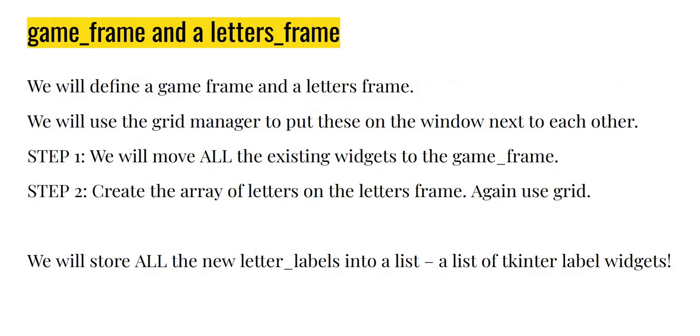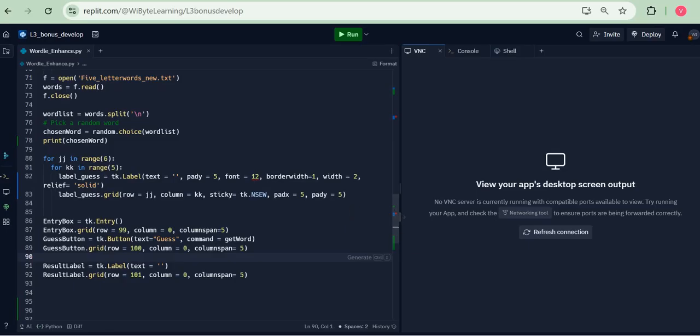Now, in order to accomplish all this, we'll have a game frame and a letters frame. The first thing that I'm going to do is to create a game frame and to move all my existing widgets to the game frame and make sure that the game is still working. And this is very important to incrementally build this. Otherwise, we may lose track of what's going on. So I get back here to my code.